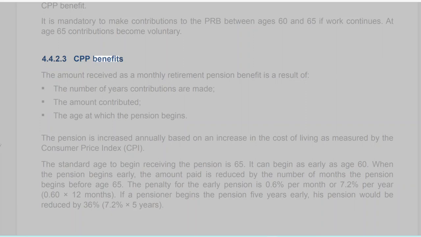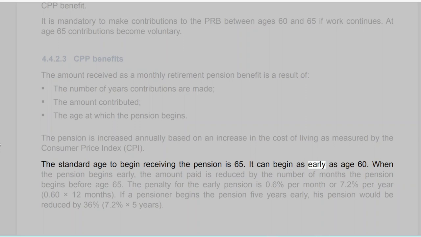4.2.3 CPP benefits. The amount received as a monthly retirement pension benefit is a result of the number of years contributions are made, the amount contributed, and the age at which the pension begins. The pension is increased annually based on an increase in the cost of living as measured by the Consumer Price Index, CPI. The standard age to begin receiving the pension is 65.